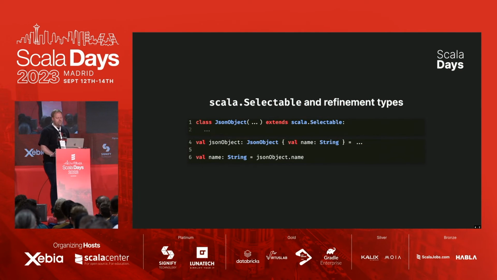So to do that, we're going to use a feature of Scala Selectable, which is the combination of Scala Selectable with refinement types. If we have something that is Scala Selectable and we refine the type, then we are giving the compiler all the information it needs to know what type this object will have. So in this case, we can refine the JSON object with the val name string, and now we can just say JSON object.name, and we know that it's going to return a string at runtime. It still calls the select dynamic to actually do the operation.